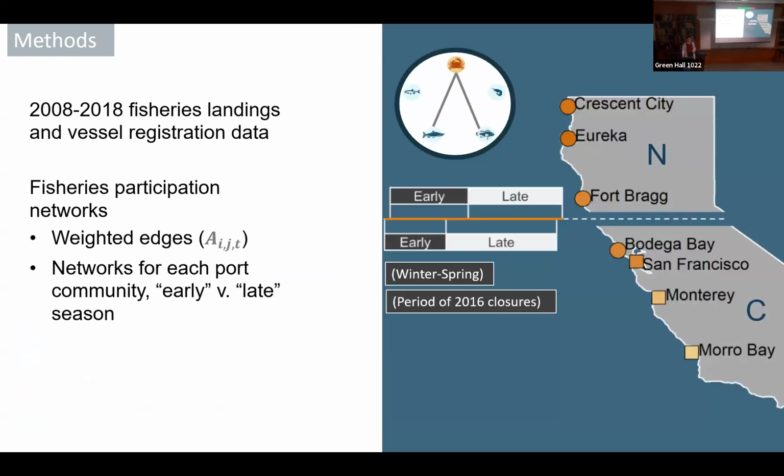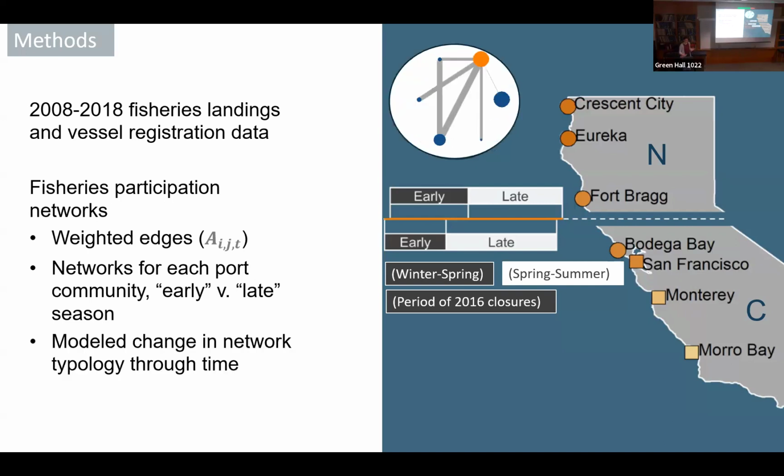Okay, we constructed these networks for each of those 7 port communities. And for each port community, we had 2 networks per fishing year to represent an early season and a late season. And the way we broke this up was that the early season was the weeks the fishery was closed in 2016. So that's predominantly winter to spring fishing activity. And then the late season was the weeks where the fishery had reopened in 2016. So that would be late spring to summer fishing activity. And we modeled the changes in network structure through time to determine what significant changes were associated with those 2016 closures.